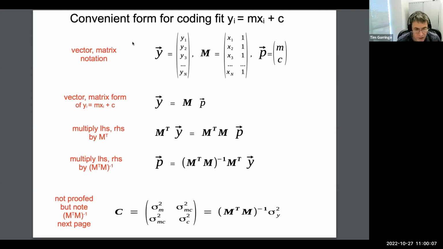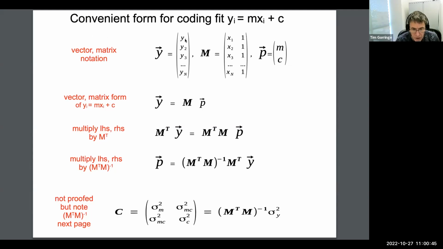I wanted to discuss a convenient way of handling the solution to a straight line fit, to find the best fit parameters of the slope and the intercept, to find the uncertainties on the slope and the intercept and their correlation. It's a convenient way for Python programming, or for programming in general, and it uses matrices and vectors.